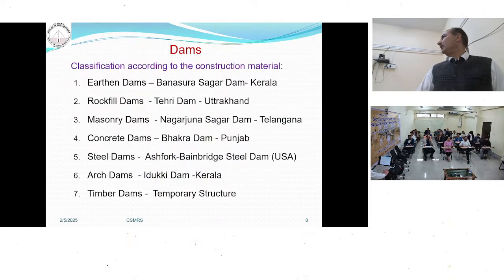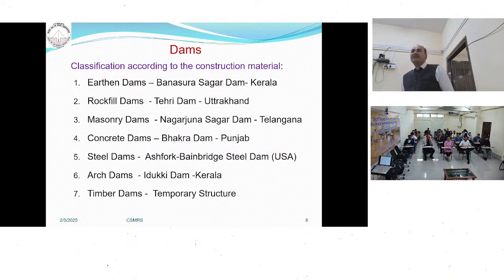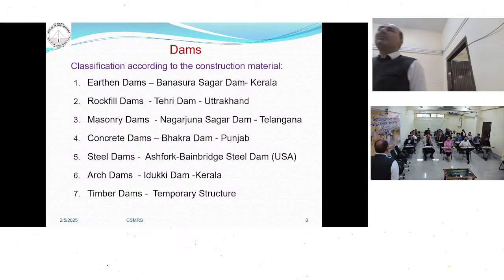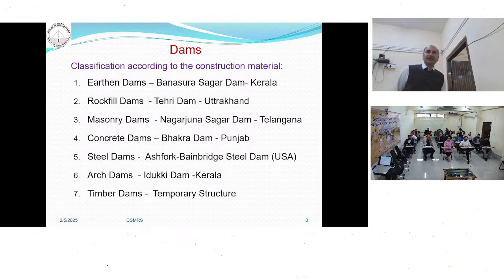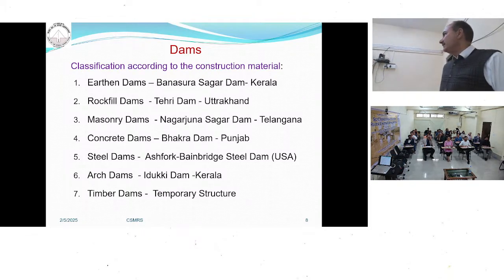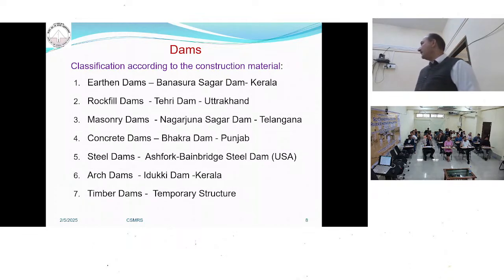If you talk about the classification of dams in a broad way, according to the construction material, we can classify the dams in the following categories: earthen dams, rock-filled dams, masonry dams, concrete dams, steel dams, arch dams, and timber dams. This is regarding India.